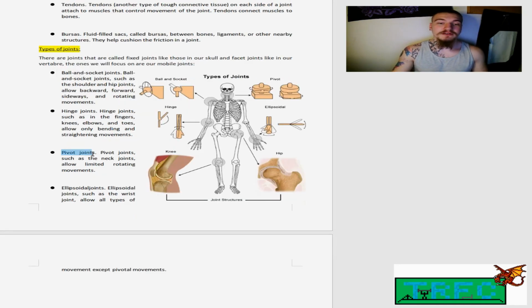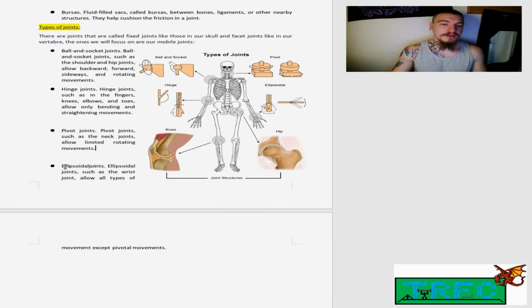We've also got pivot joints. Pivot joints, such as neck joints, allow limited rotation movements. So this kind of movement and like this as well. Now then, we've also got ellipsoidal joints. Ellipsoidal joints allow for all of the movements said above apart from pivot, as you can see here by this diagram again. Ball and socket joints located on the shoulder here and the hip, pivot joints in the neck, ellipsoidal joints in the wrist, and hinge joints in the elbows and knee.